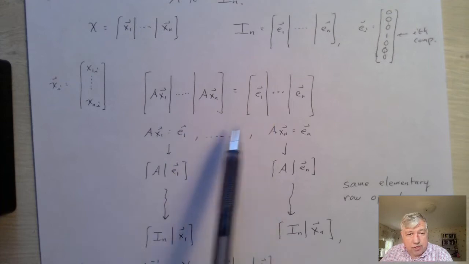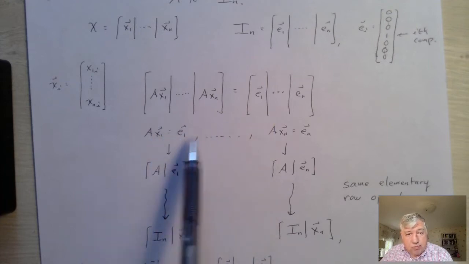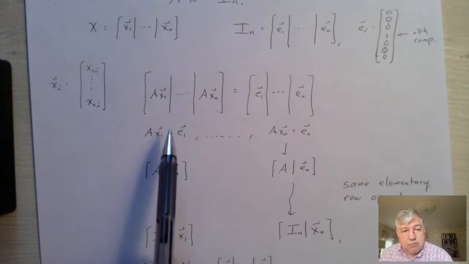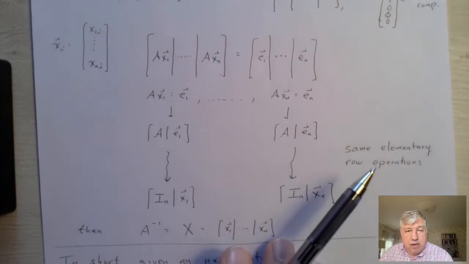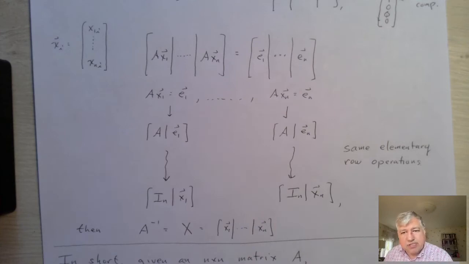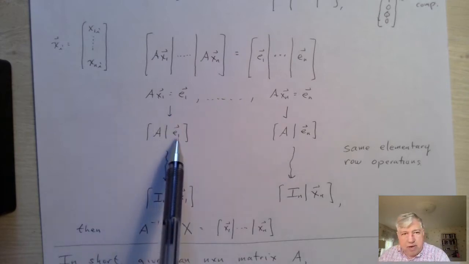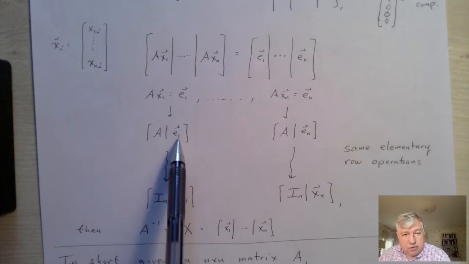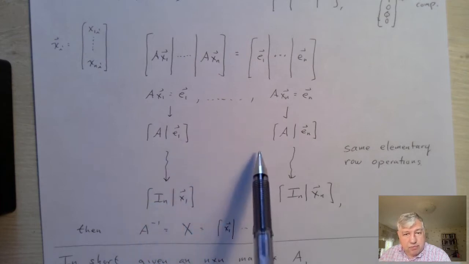They have the same coefficient matrix, right? The variables will be different, and the constant term will be different, but the coefficient matrix will be the same. So here we have n different systems of linear equations, and we know from a previous chapter how to solve systems using Gaussian elimination. We write the coefficient matrix and the constant terms, and then we use Gaussian elimination.